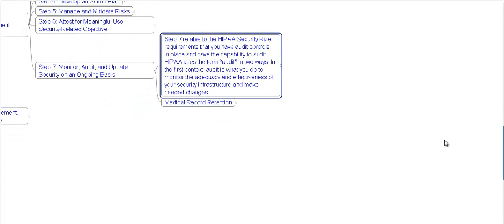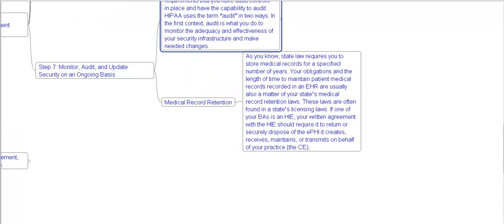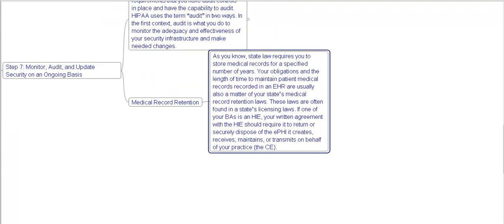Medical record retention. As you know, state law requires you to store medical records for a specified number of years. Your obligation and the length of time to maintain patient medical records in an EHR are usually also a matter of your state's medical record retention laws. These laws are often found in states' licensing laws.